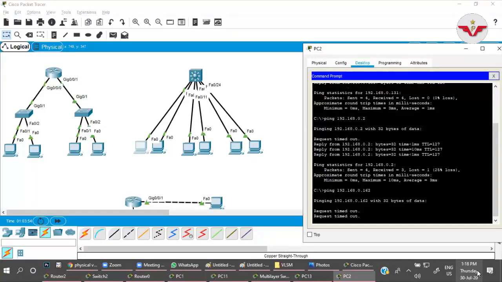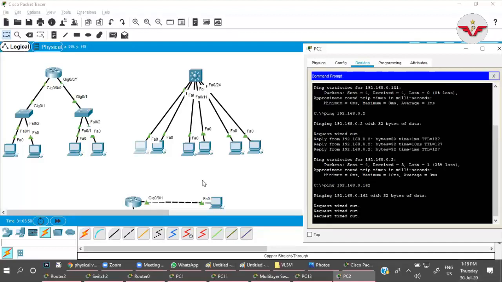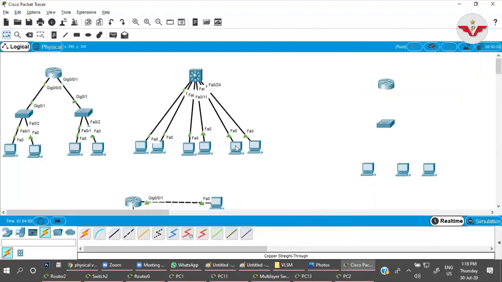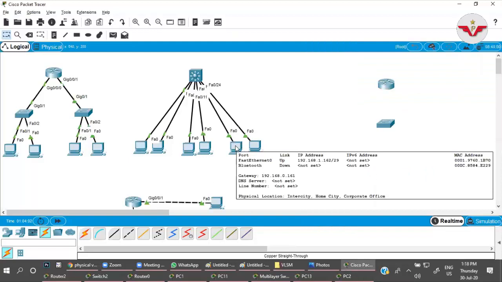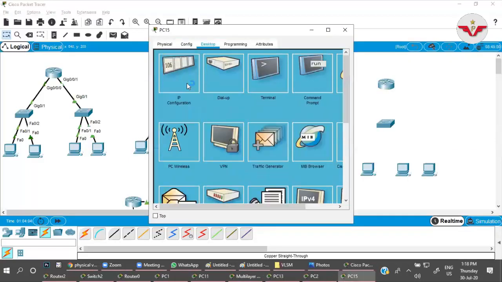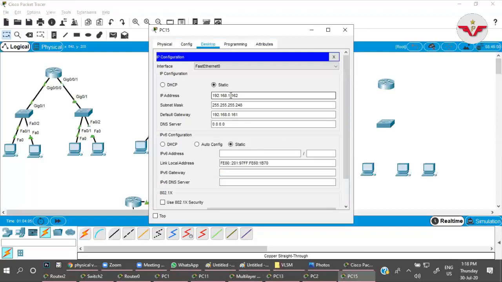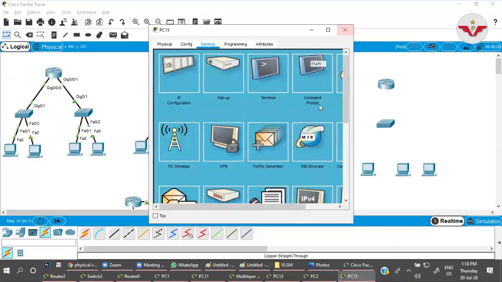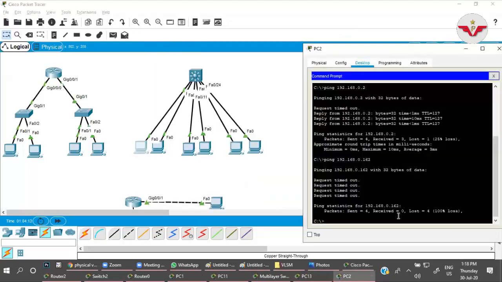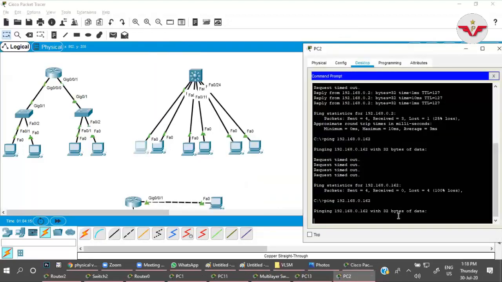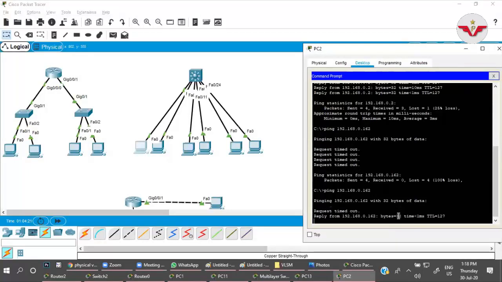It's not working, right? So I think there is some configuration issue. Let us check. Okay, here is the thing. I had given 1.162, so let us make it 0.162. Done.